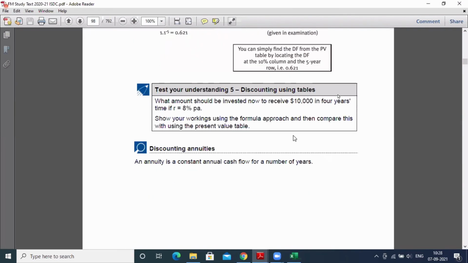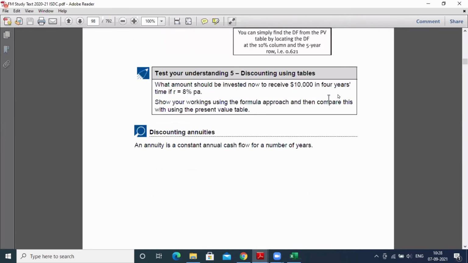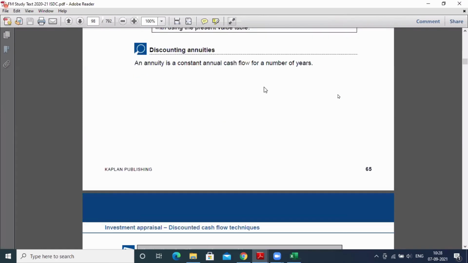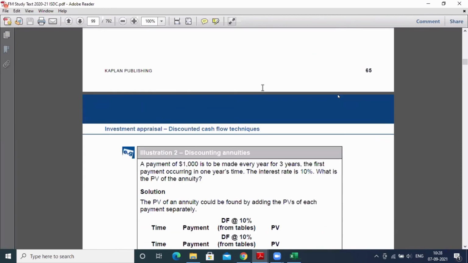So here there is a question. What amount should be invested now to reach 10,000 in 4 years? This is nothing but they are asking us to calculate the present value. So directly by using the discount table, we can do that.